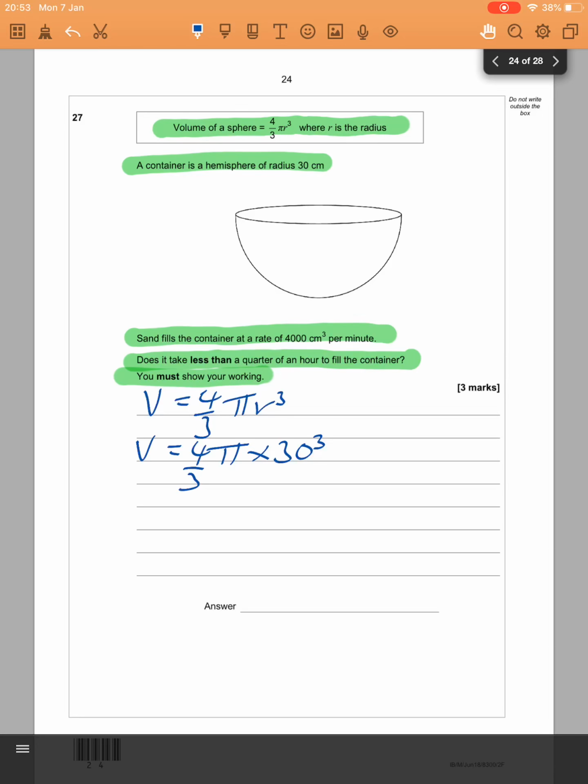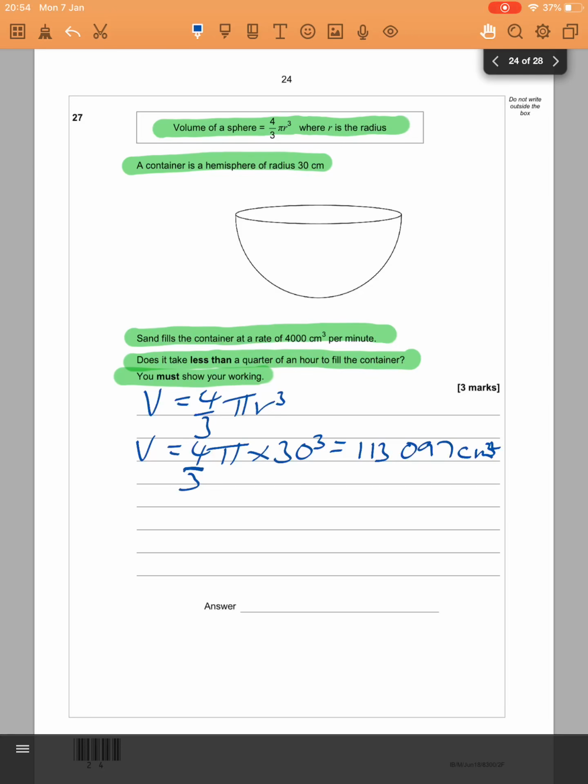So you could now work that out. You could use your calculator. The line in the fraction just means divide. So we can do 4 divided by 3 times pi and times 30 cubed. Where's my cube button? There it is. And that equals 113,097 centimetres cubed. Okay, and then that's for a full sphere.